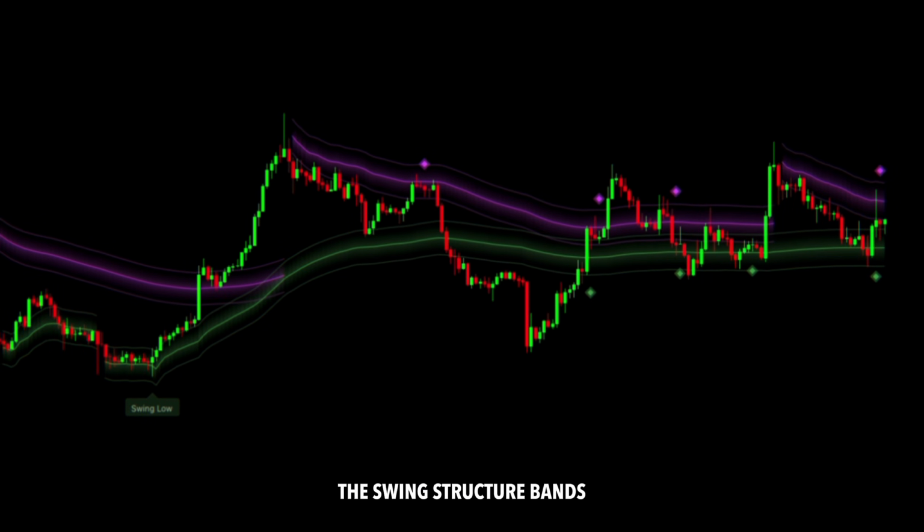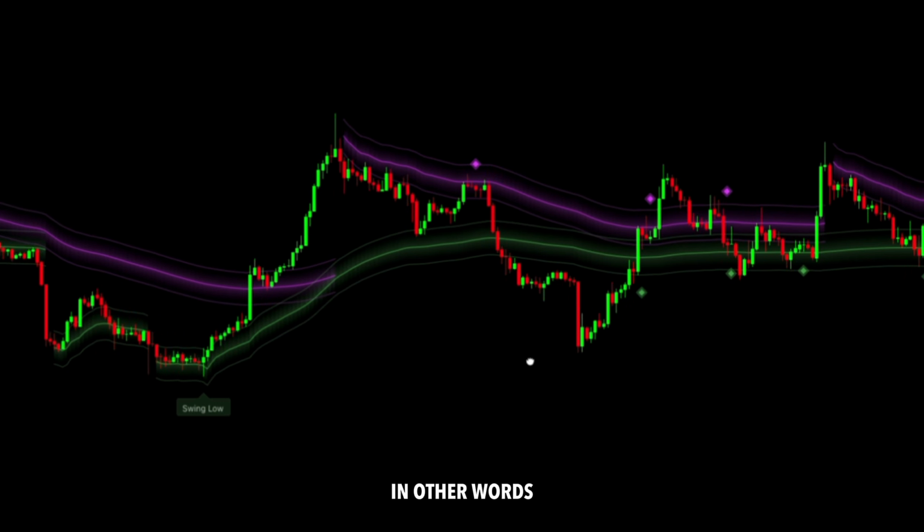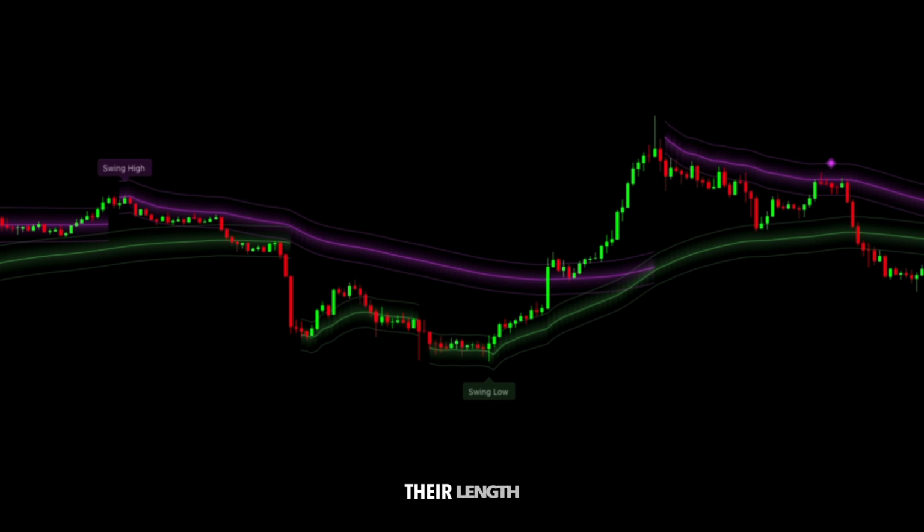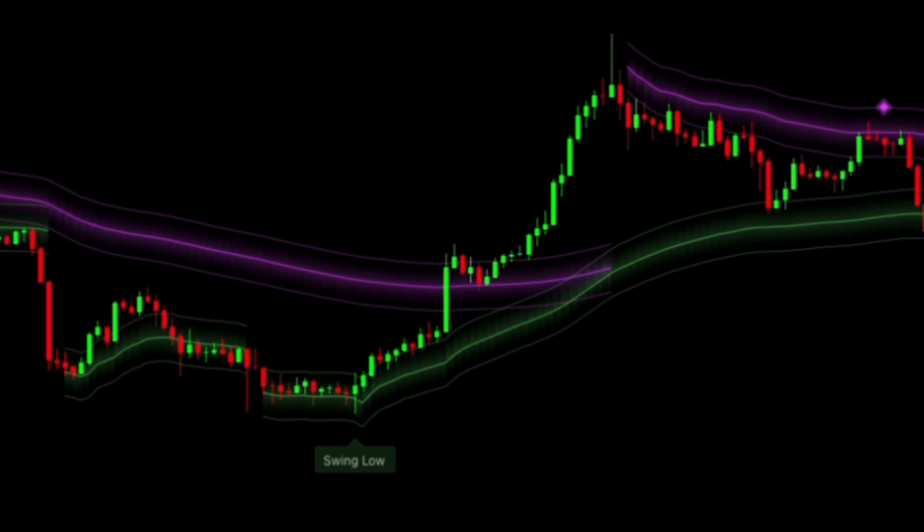The swing structure bands indicator takes a completely different approach. Instead of using fixed-length moving averages, this indicator builds adaptive price bands directly from swing highs and swing lows. In other words, the bands dynamically adjust their length based on how long price has been forming higher highs or lower lows. This allows the indicator to naturally align with real market structure.